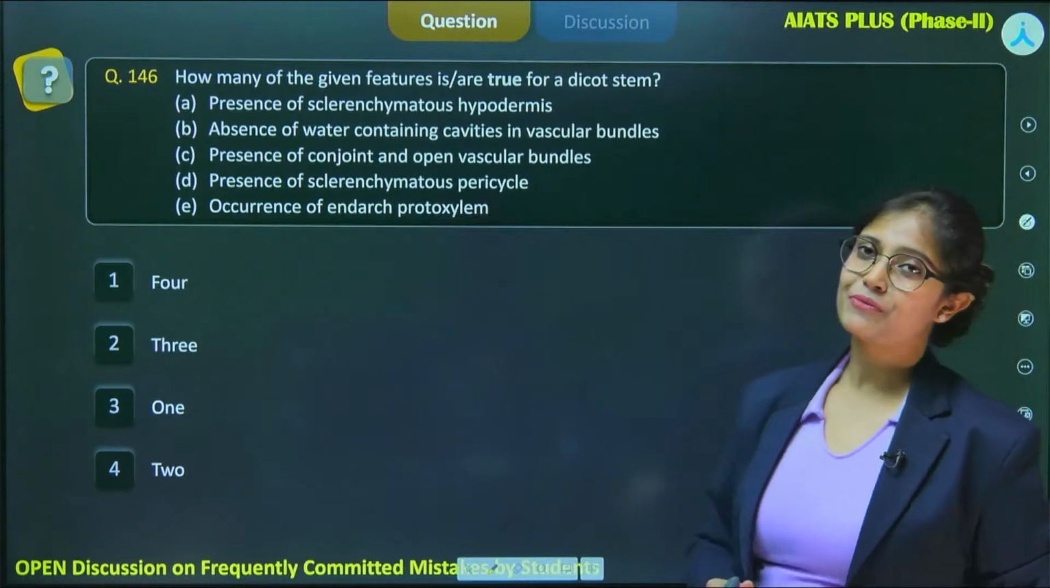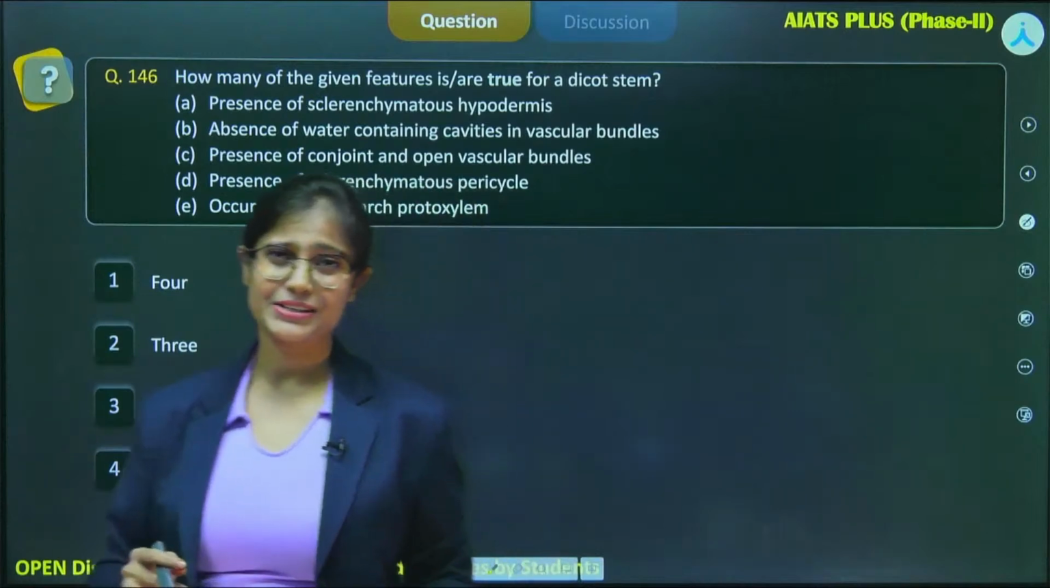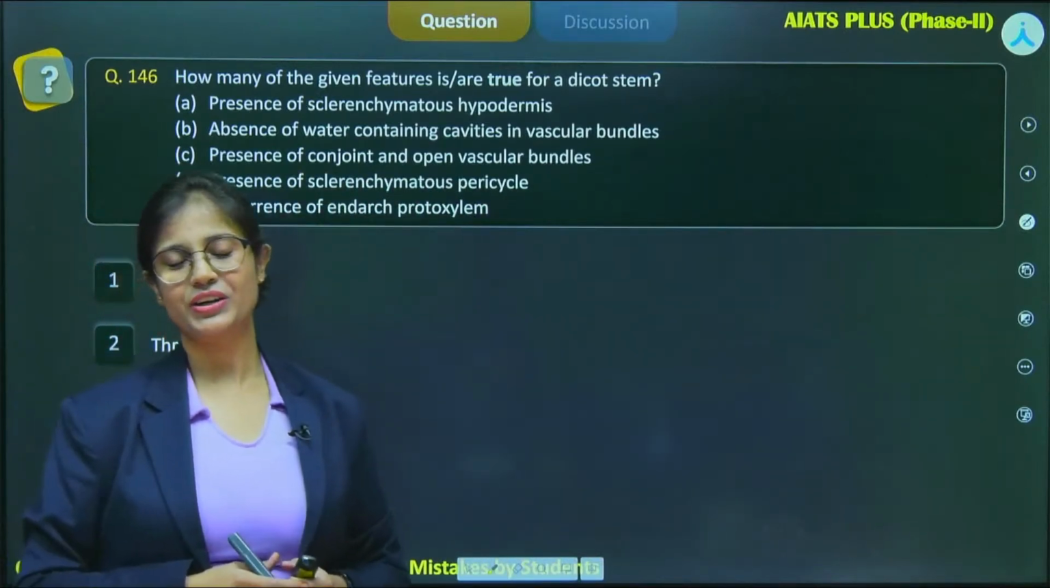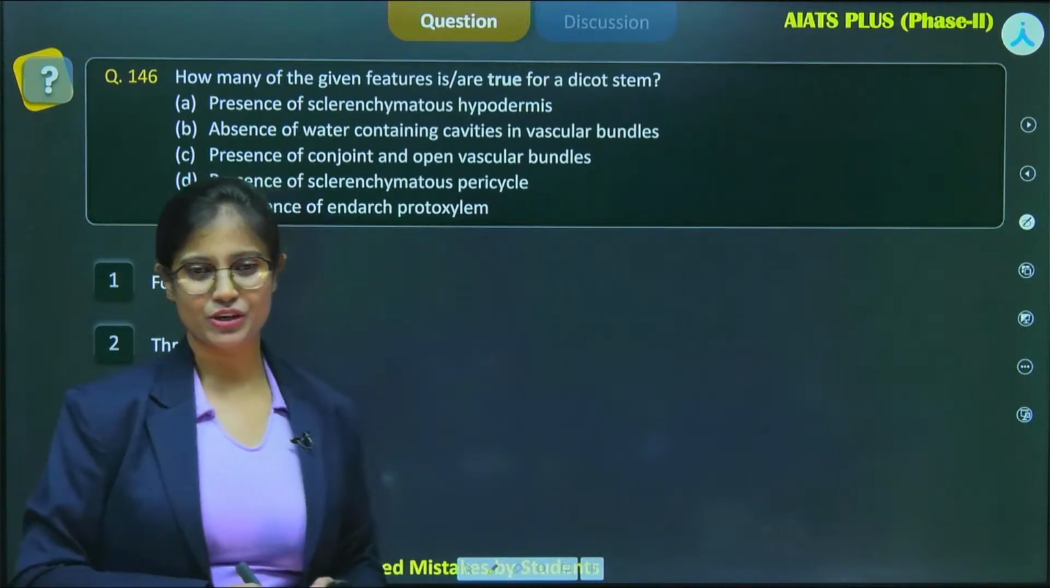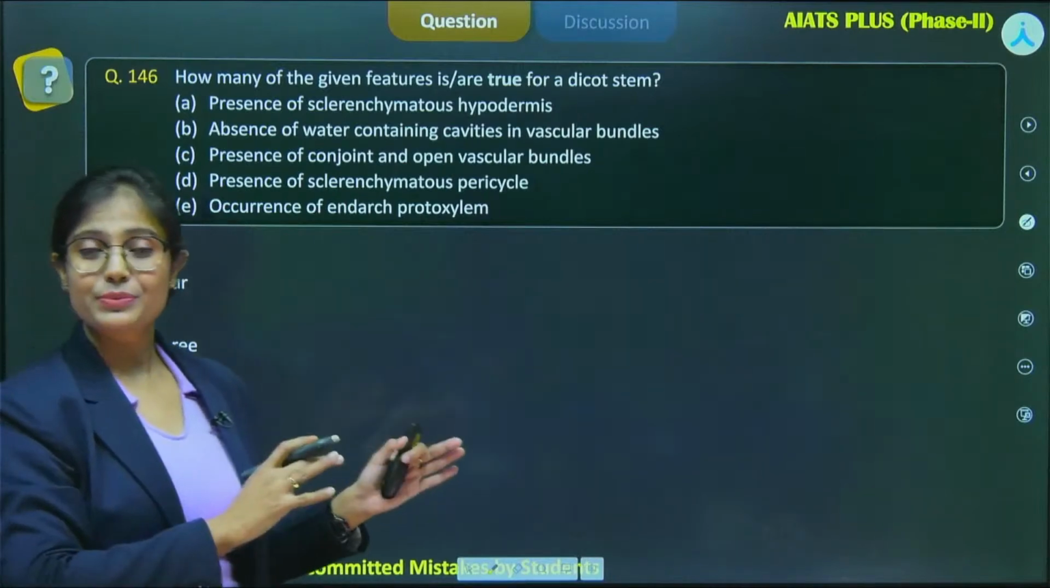That is question number 146, and again from the same chapter, that is anatomy of flowering plant. Nidhi, yes, very good Nidhi. You know that sapota is chiku. Very good. Now, let's see the next question again from the same chapter.